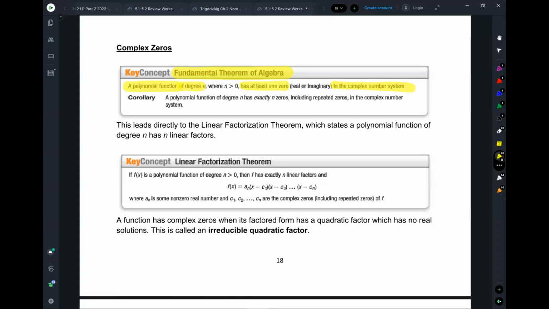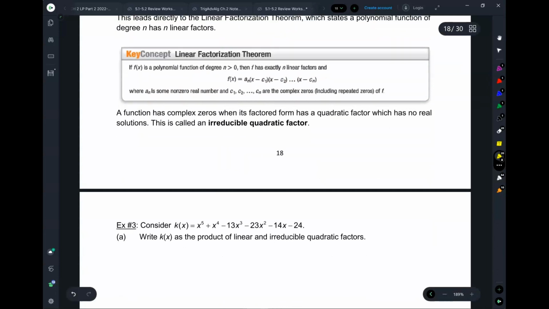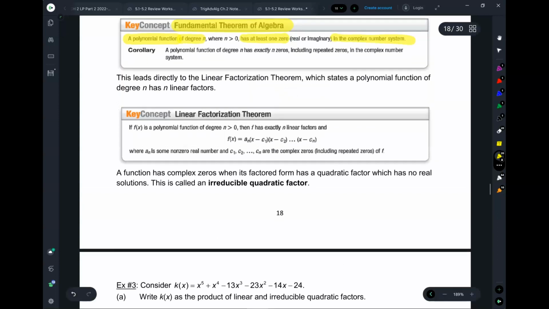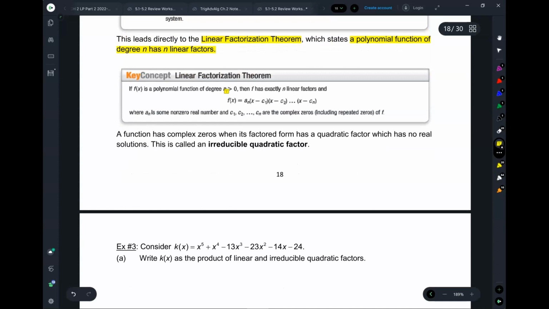Okay? All right. So, the linear factorization theorem. These are all theorems I'm throwing at you, but then we're going to go through them. It says a polynomial function of degree n has n linear factors. Okay? All right. So, here's another term for you. It's possible for a function to have complex zeros. How do you get a complex zero?